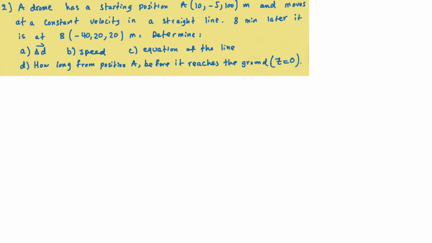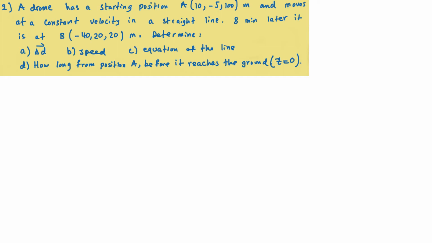Okay, we got a big question over here. We got a drone that has a starting position at A and moves at a constant velocity in a straight line. 8 minutes later, it is at B, and here are the coordinates of point B. We want to determine the displacement, the speed, and the equation of the line, plus how long from position A before it reaches the ground at z is equal to 0.